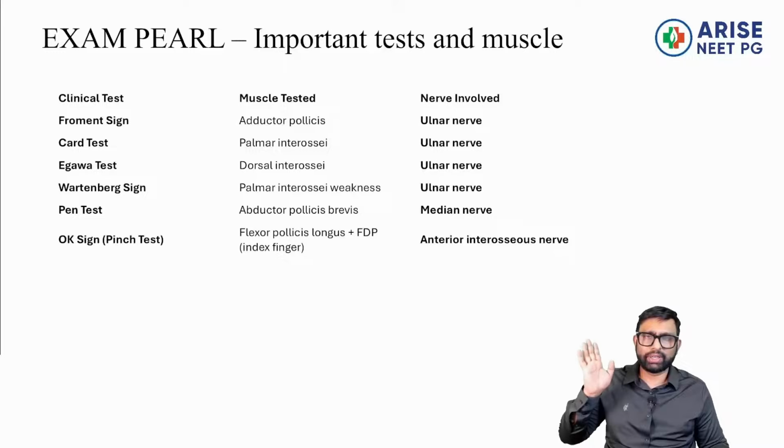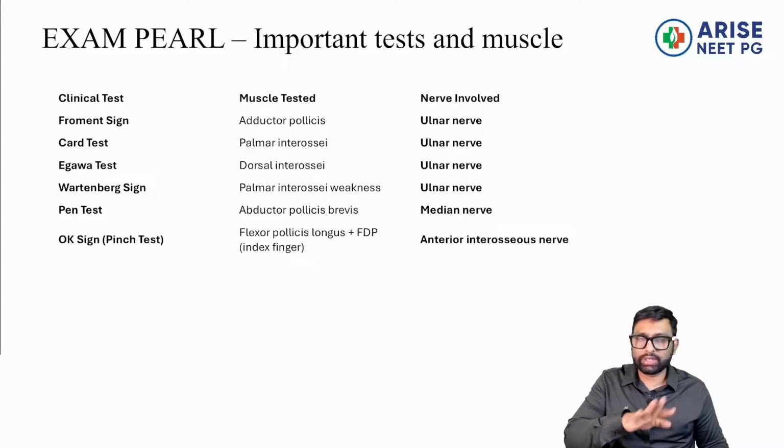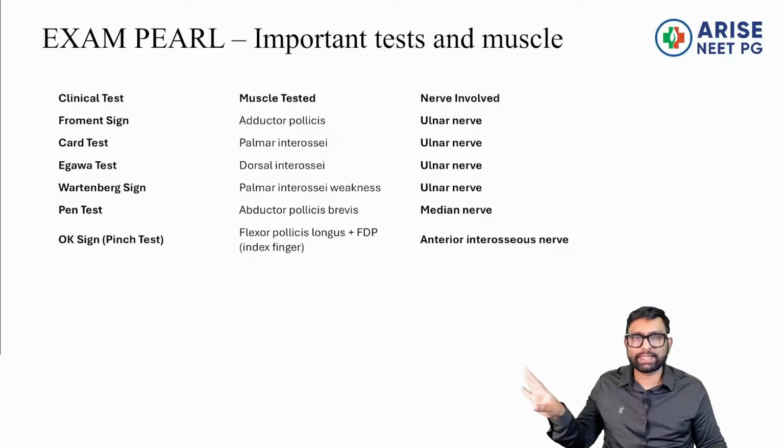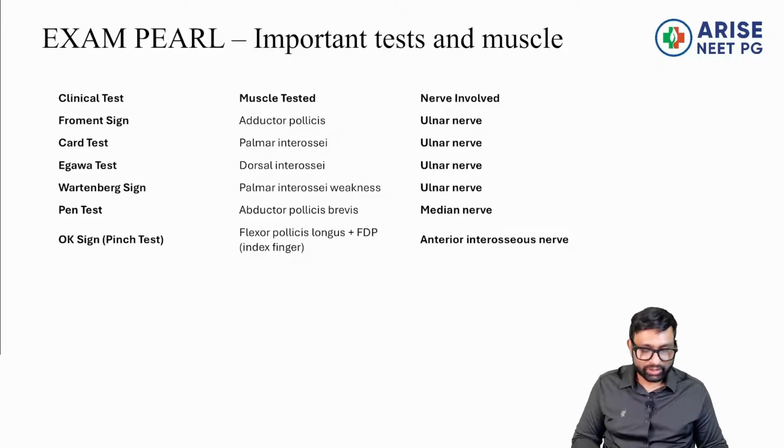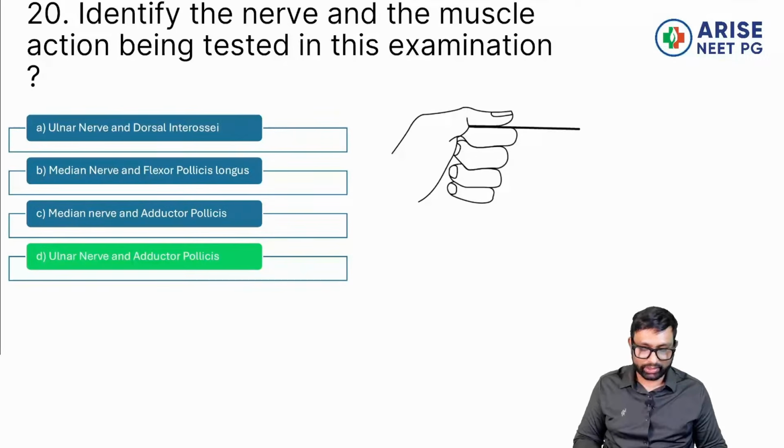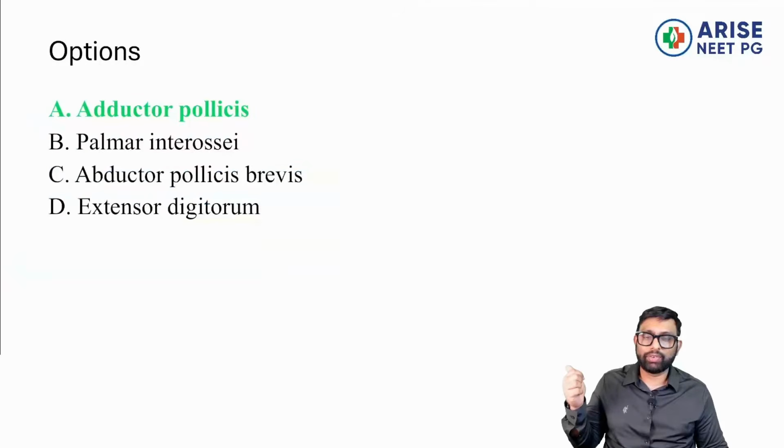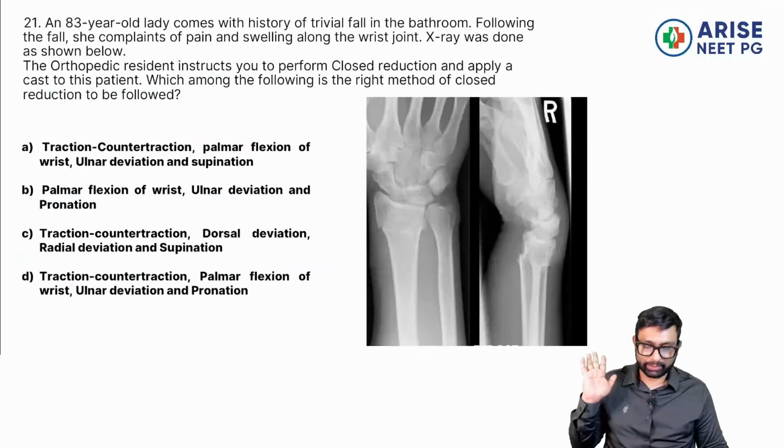So these are the important tests, and I want you to study nerve tests very clearly. You have to understand all of them. I've just given you one example of how a question can come up. I want you to go back and go through your theory if you've not understood this. Okay, so that was the important tests that are required here. So the answer here is ulnar nerve and adductor pollicis. Now let's go into question 21.